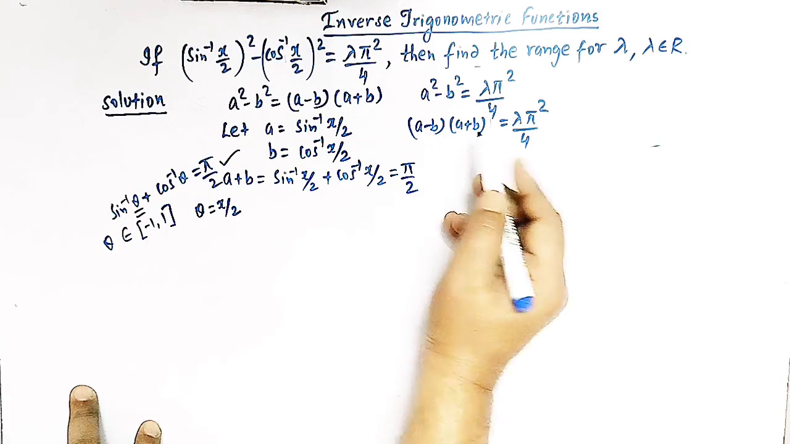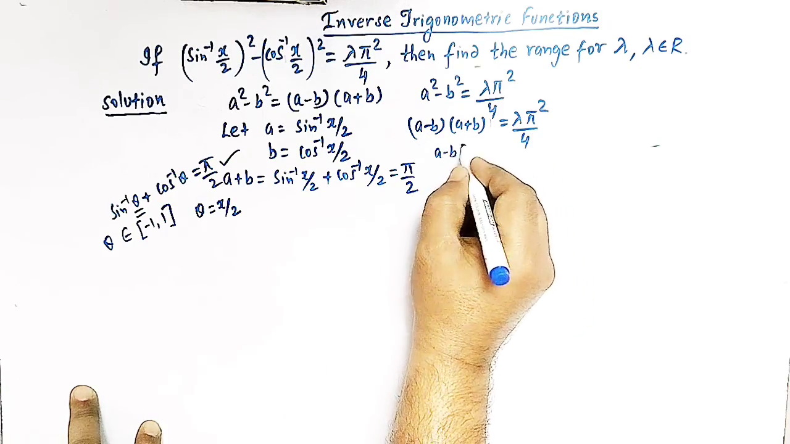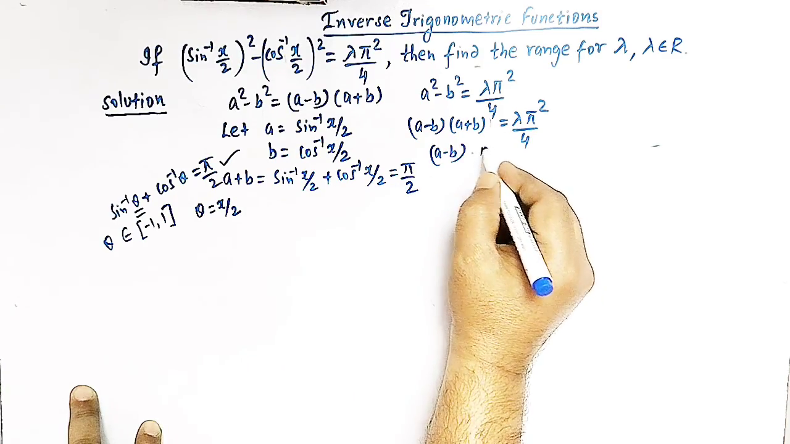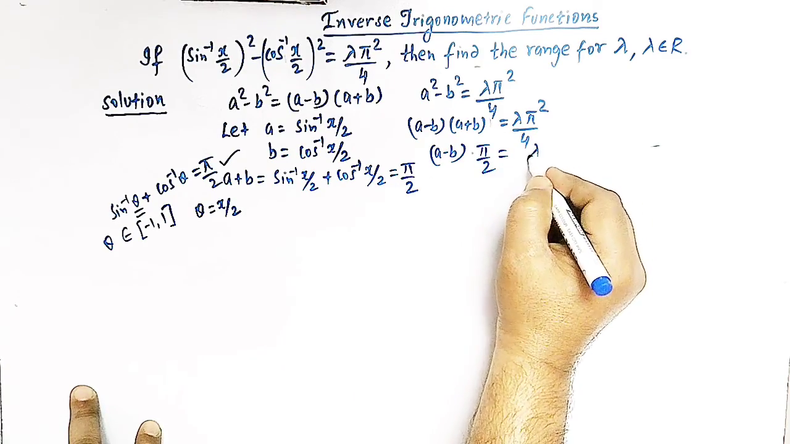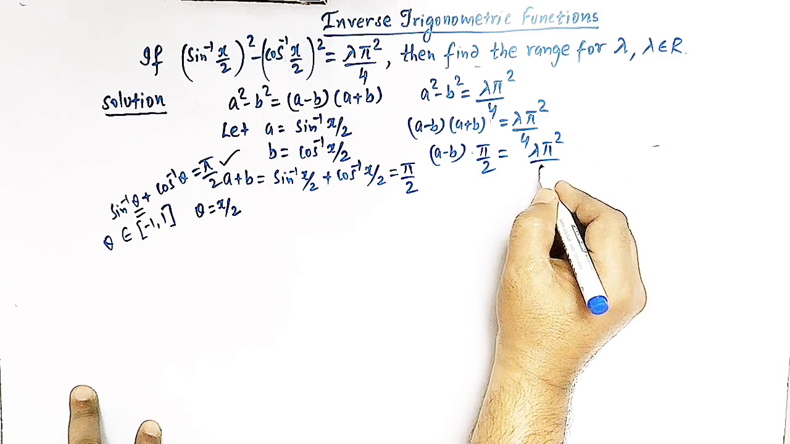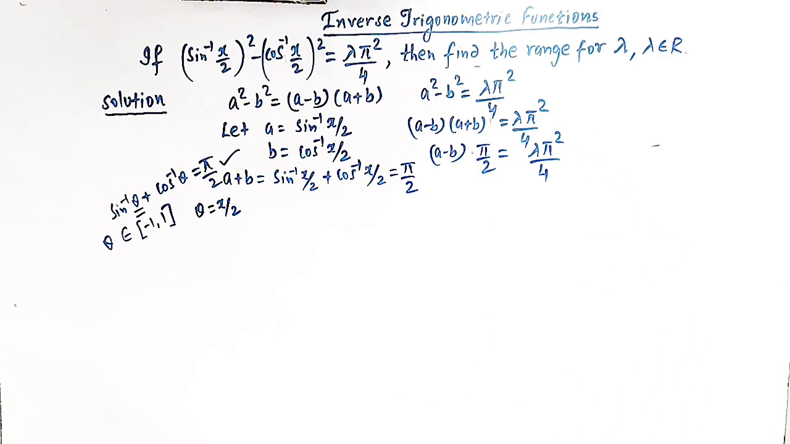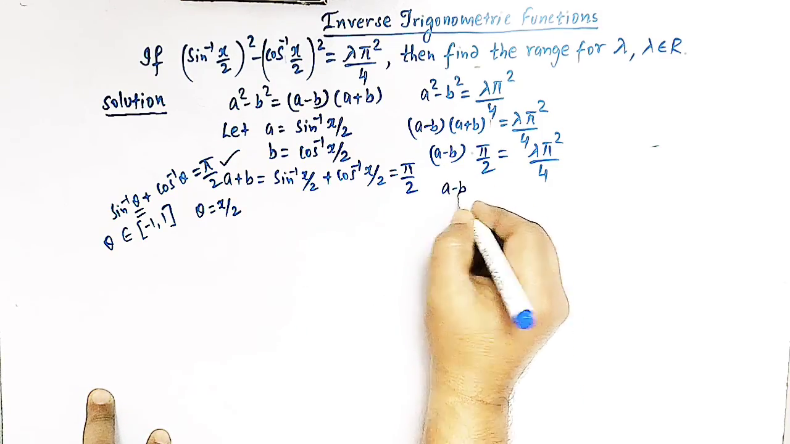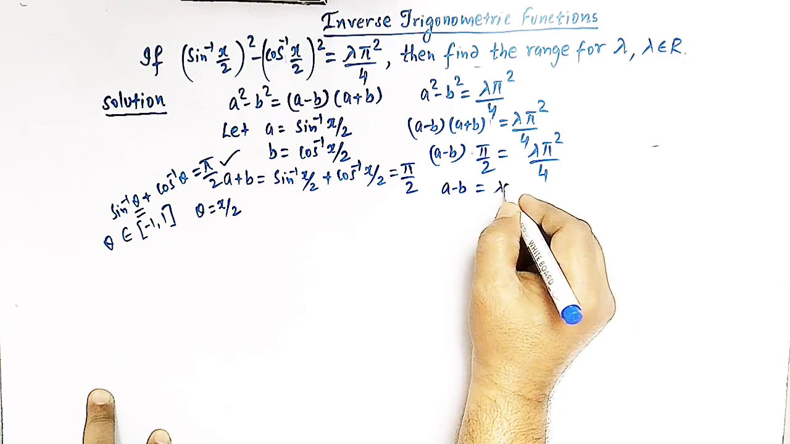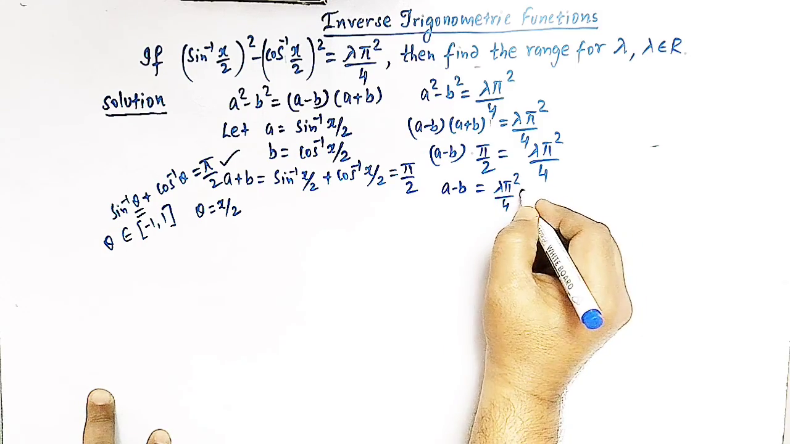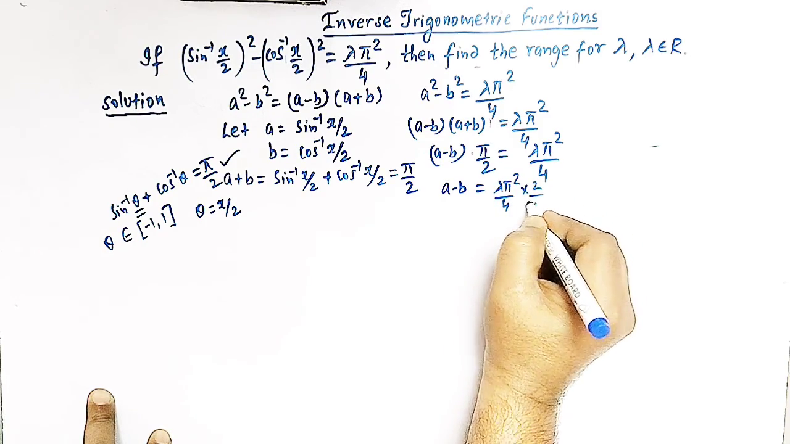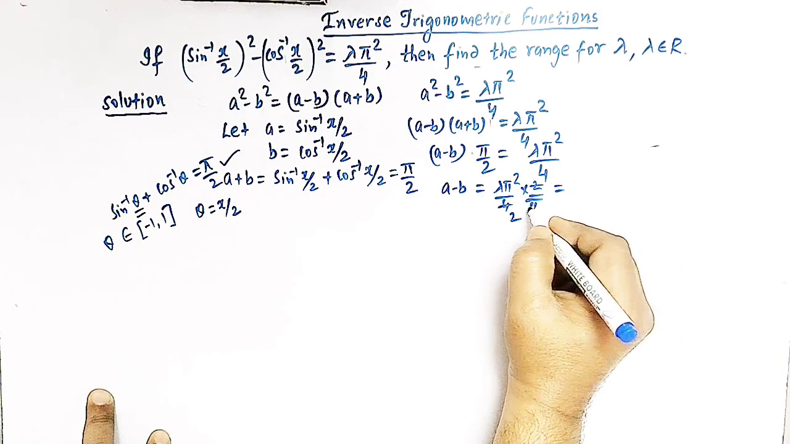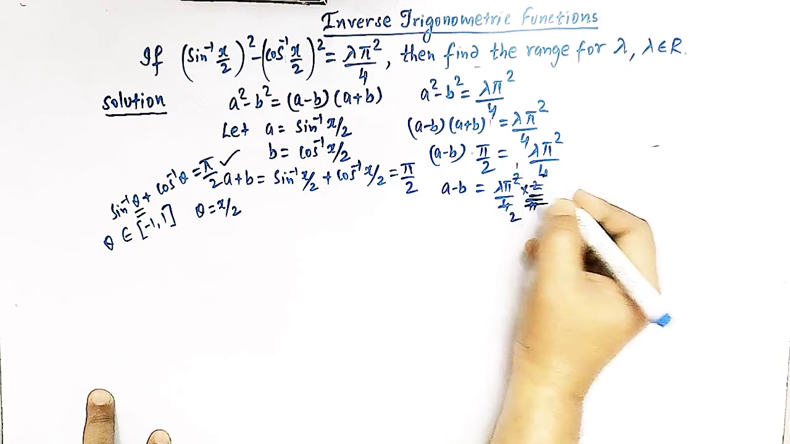So now in a minus b times a plus b, the a plus b can be replaced by pi over 2, and here we have lambda pi square over 4. So now we can write a minus b is equal to lambda pi square over 4 times 2 over pi. So this is now 2 times 2 is 4, and here pi and pi get cancelled.